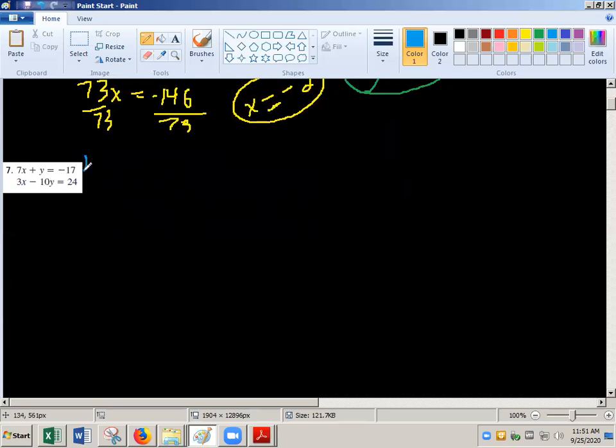The necessary step to do that is that I need to multiply this top equation by 10. So I have 10y on top and negative 10y on the bottom, thus canceling them out. So this is going to become 70x plus 10y equals negative 170.